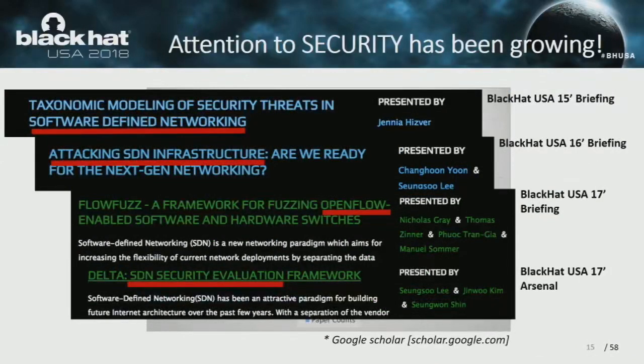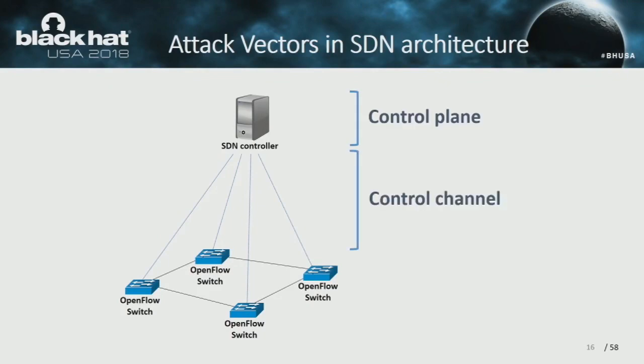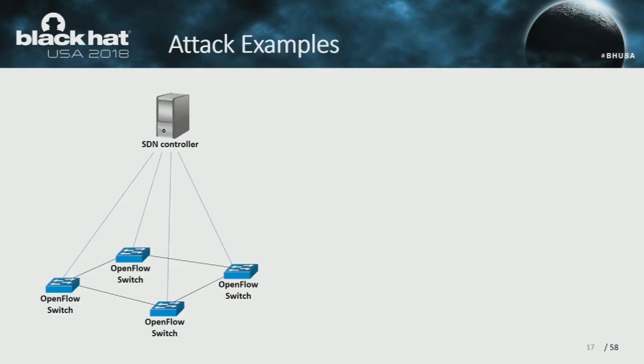Here we have a typical SDN architecture, and it can be broken down into 3 layers: control plane, control channel, and data plane. Each one can be an attack vector as well. So let's check out which vulnerabilities exist in each layer.